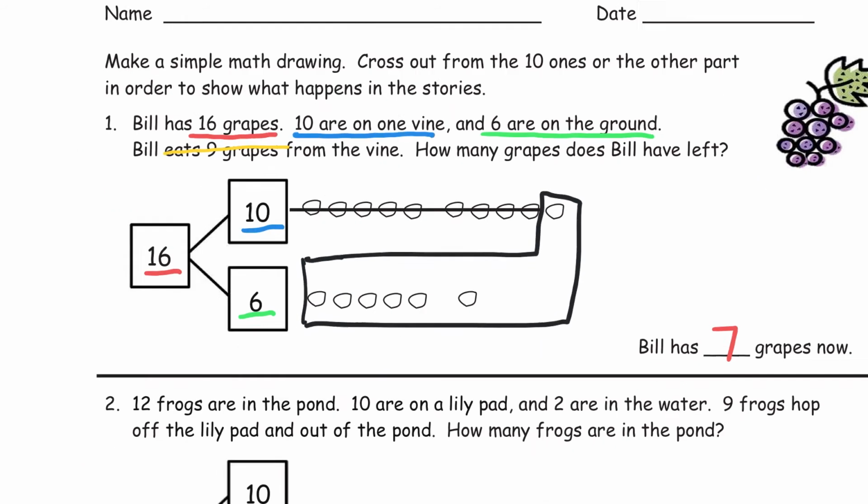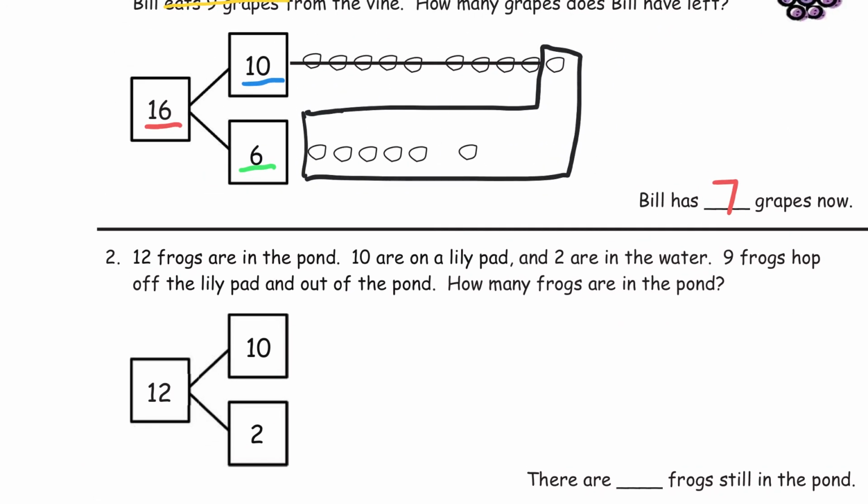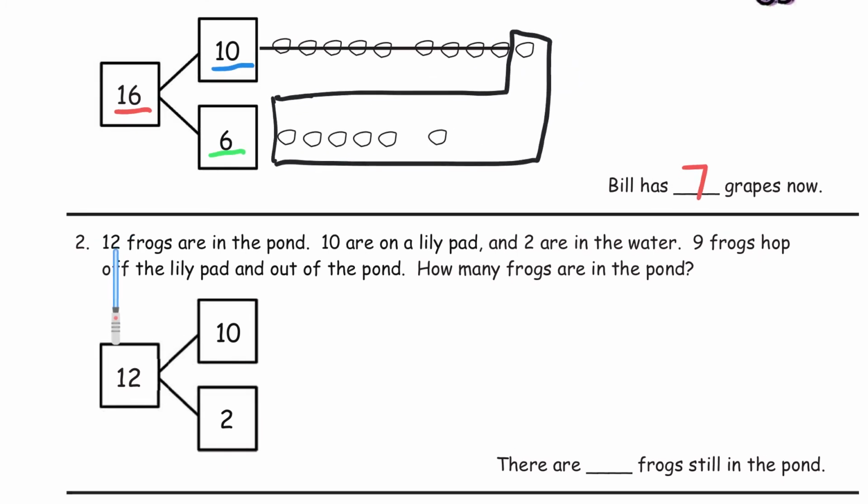Okay, let's take a look at number 2, and then you'll do number 3 on your own. So number 2 reads, 12 frogs are in the pond. 10 are on a lily pad, and 2 are in the water. 9 frogs hop off the lily pad and out of the pond. How many frogs are in the pond? All right, let's do this. So we've got 12 frogs altogether. So there's our 12. 10 are on a lily pad. There's our 10. And 2 are in the water. And 9 frogs hop off the lily pad.